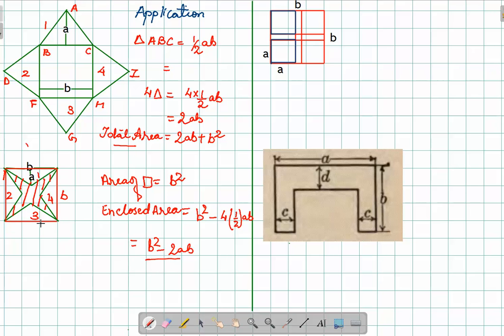So different patterns can be given, and you just need to see how to join two rectangles or two triangles, or remove some triangles or add some triangles with the square or with the rectangle, and that way you will be able to figure out the complete area of the enclosed pattern. Let's take up one more example here. You are asked to find the area of this crossroad.